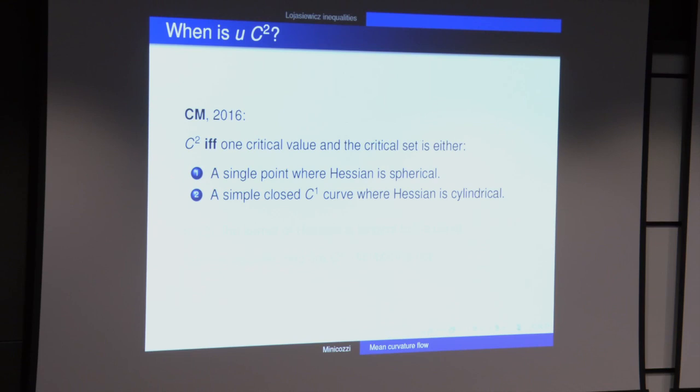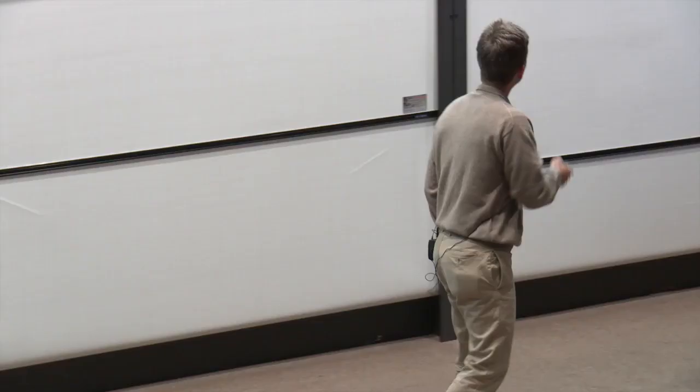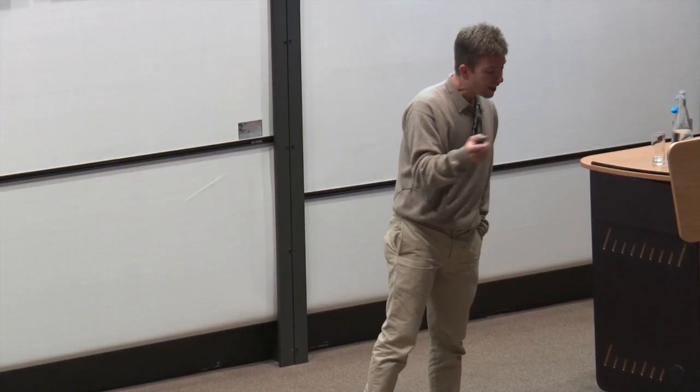Either it's just a single point, like the collapse of a convex thing or the collapsing sphere, or it's a simple closed C1 curve. And in the second case, it looks cylindrical near the curve. If you look at a point along this curve and look a little bit backwards in time, what you see is something very close to a cylinder that's shrinking and will hit this curve. And in fact, this curve is tangent to the Hessian.